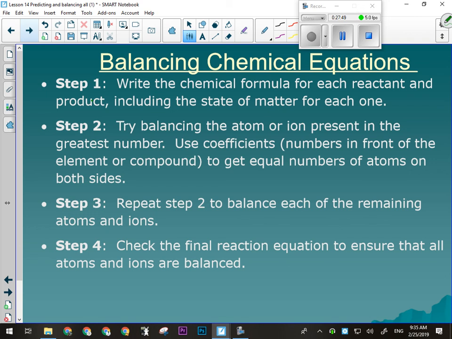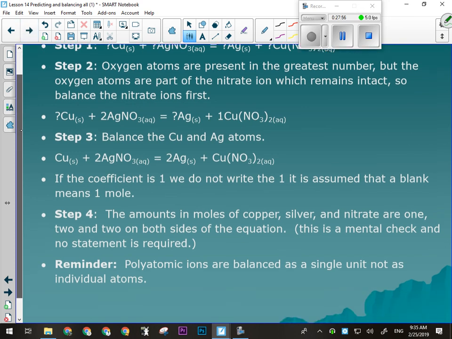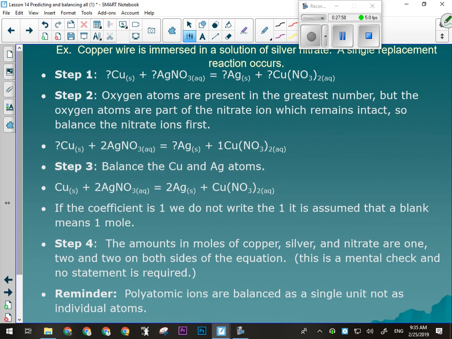Okay, so we just keep repeating step 2 and putting in coefficients until everything works out. What that looks like for this reaction: I've got copper reacting with silver nitrate to produce silver and copper nitrate. What I would start with here would probably be the nitrates. They're present in the largest number. There's a 2 beside it on this side. Everything else is a 1 right now.